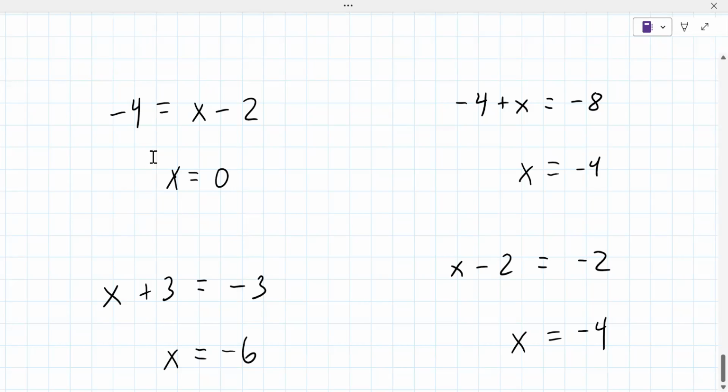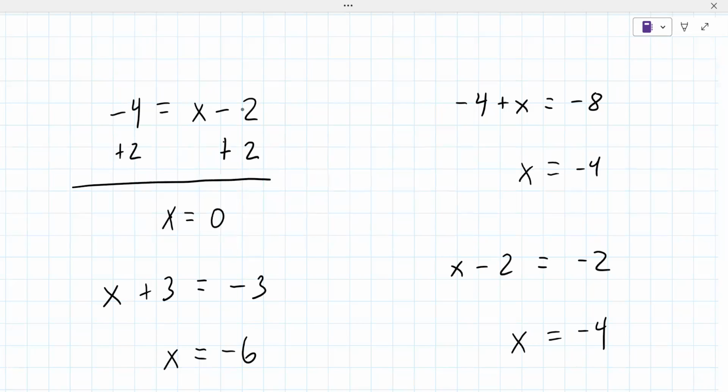Yes. Okay, so let's take a look here. In the first one, you have subtraction by 2. So how do you undo subtraction by 2? Addition. Add 2. Now, in my world, there's no way that -4 plus 2 is 0. What should that be? -2. -2. Okay.